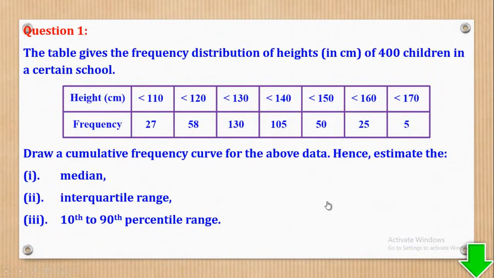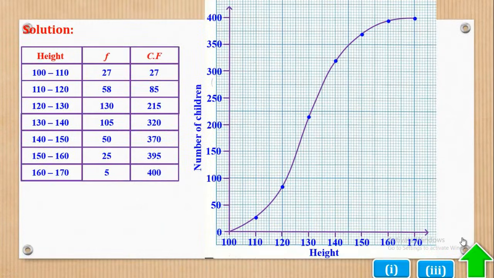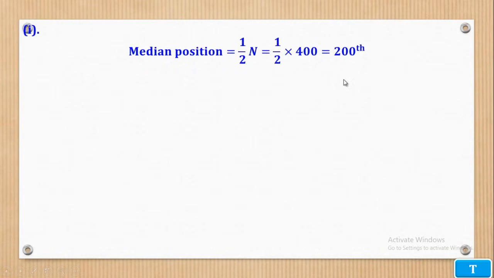Roman 1, they wanted the median. So median, like we did in calculation, you have to first get the position. So we shall go and calculate our median position. So median position is 200. So what does that mean?